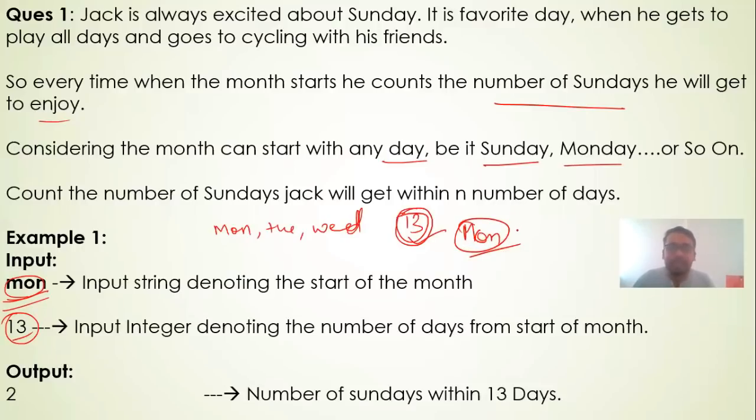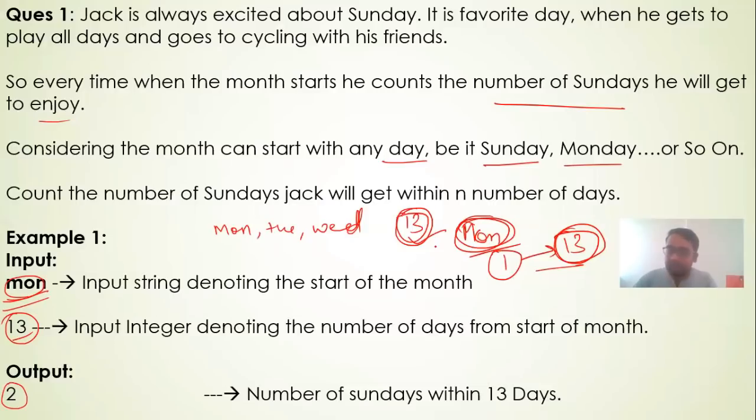we have to count the number of Sundays from the date 1 to date 13th. Like, how many Sundays will be there? So we are given the first day of the month and an end date. Okay, so if we count, there will be two Sundays in between. So that is the output which we have to give. We have to count the number of Sundays and give the output.